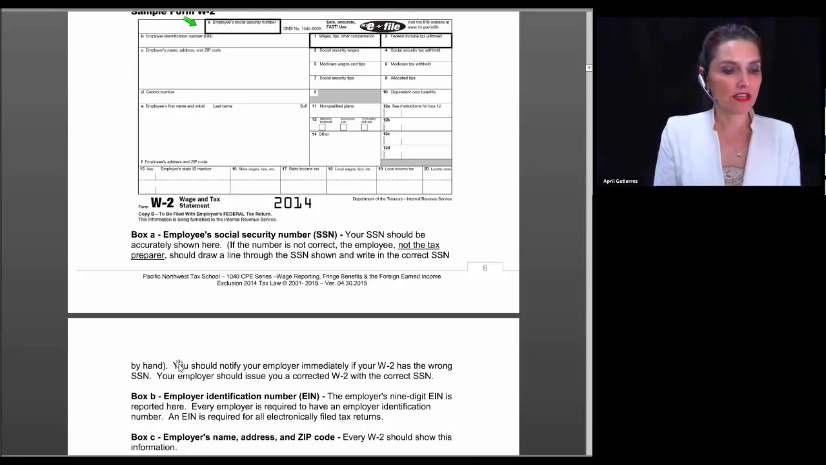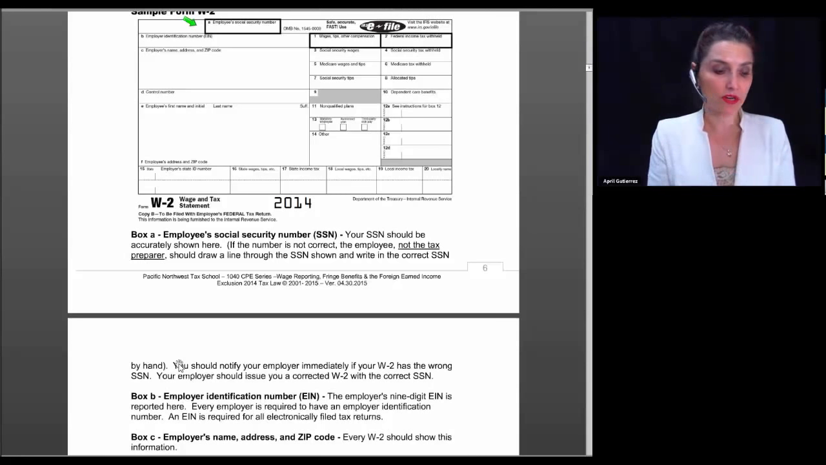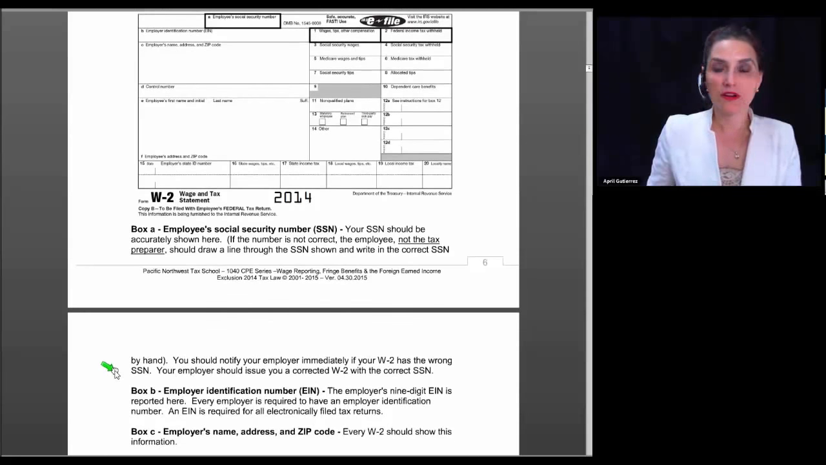So what we're going to be looking at now is what happens when the W-2 has the incorrect Social Security number for an undocumented worker. And the answer that the IRS has is if you aren't going to be notifying the employer because you don't want the employer to know you're undocumented, then what you should have done is get the taxpayer to actually draw a line through the incorrect Social Security number on the W-2 and handwrite in what the correct number is.